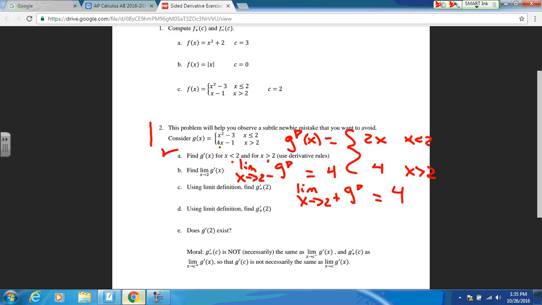Oh, well, the limit from the left and the limit from the right have the same limit, then the limit overall is that limit. So I get a very interesting result that the limit as x goes to 2 of g prime of x is equal to 4. And we're happy with that. Questions?